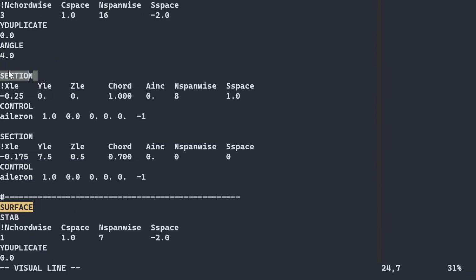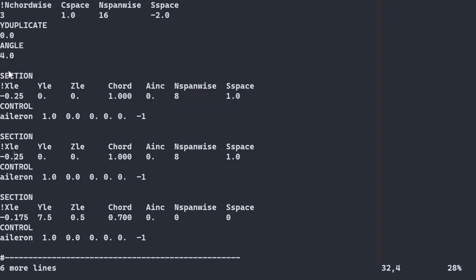I can easily make another section. I just want to exaggerate to make it a bit weird. -4, and the y, let's make it 3, and the z, let's make it 2. Right? Okay, so I'm going to make some kind of a gull wing or something like that.